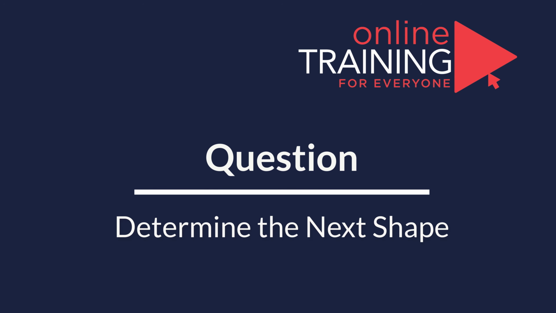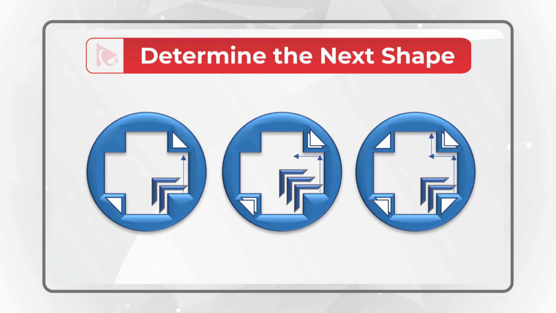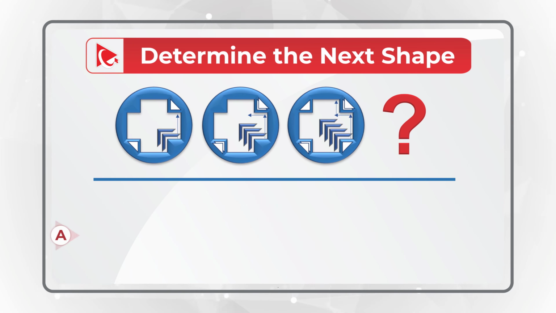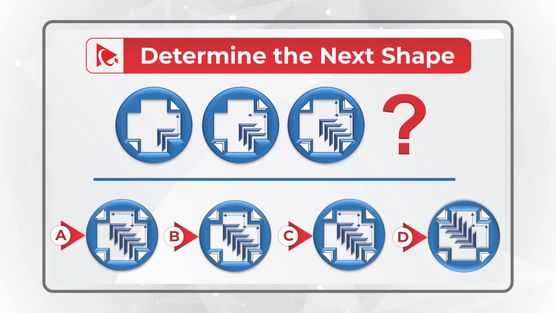And now I have a question for you to test your skills. You're presented with a series of objects, and you need to determine the next object in the sequence. Please choose one of the following 4 choices. Choices A, B, C, and D. Do you see the correct answer?